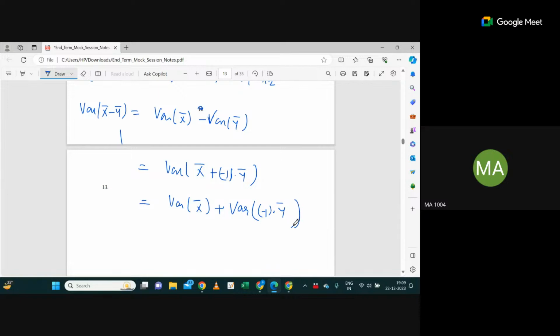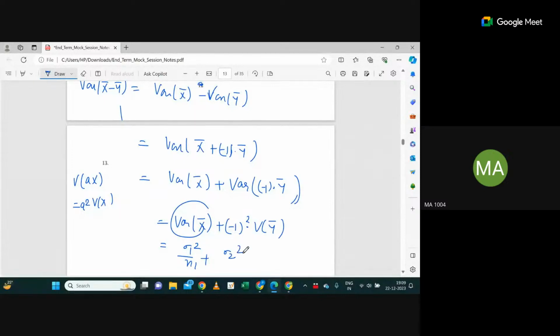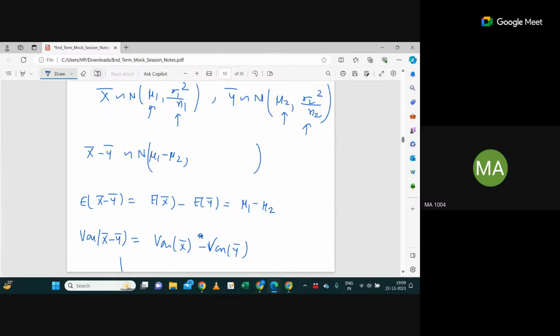Since the variance of a times x, where a is any constant, is a square times the variance, it will be the variance of x bar plus (minus 1) square times the variance of y bar. The variance of x bar is sigma1 square over n1, minus 1 square will be 1, and the variance of y bar is sigma2 square over n2. That is the same thing I have done. Got it?